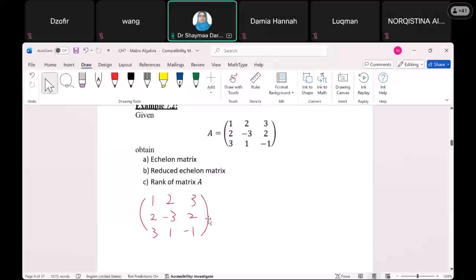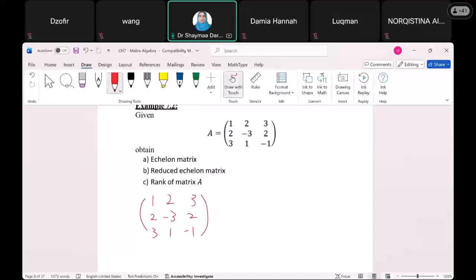Okay, now I need to go to the third step. My matrix is ready for the third step. I already have a leading 1. What I need to do is make the numbers below the leading 1 equal to 0. So I have a leading 1, and below the leading 1 should be 0. So here 2 should be converted to 0, and 3 also should be converted to 0.